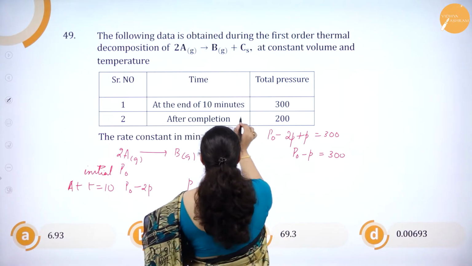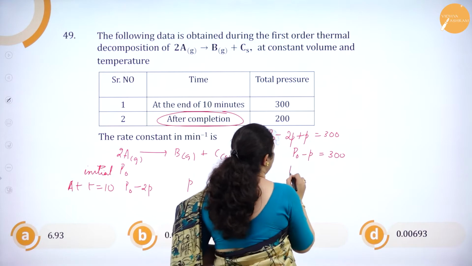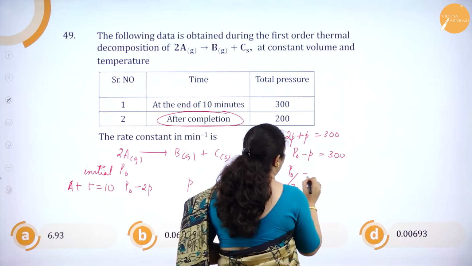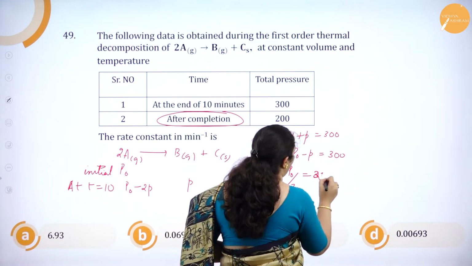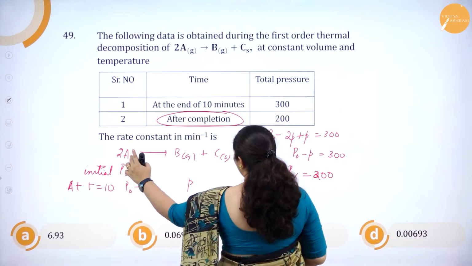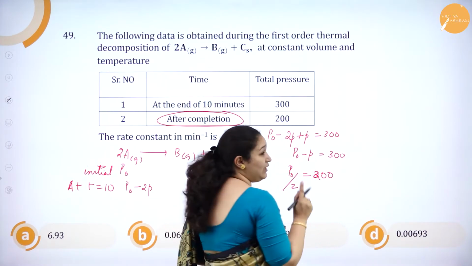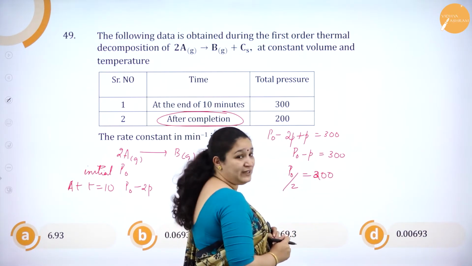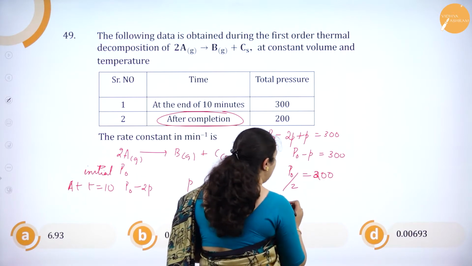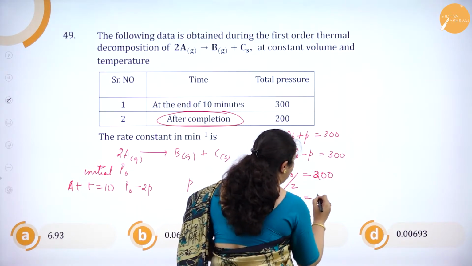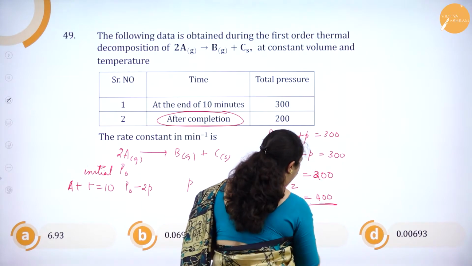I also know that after completion, P naught by 2 is equal to 200. That is, here I have 2 moles, but here I have only 1 mole. So P naught by 2 is equal to 200, so P naught will be equal to 400.